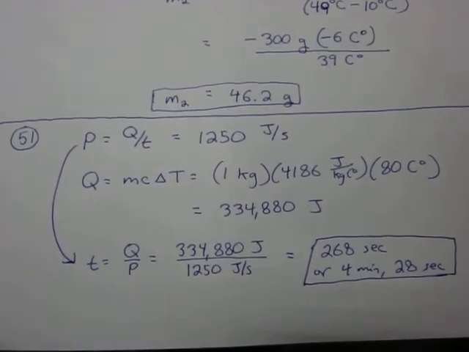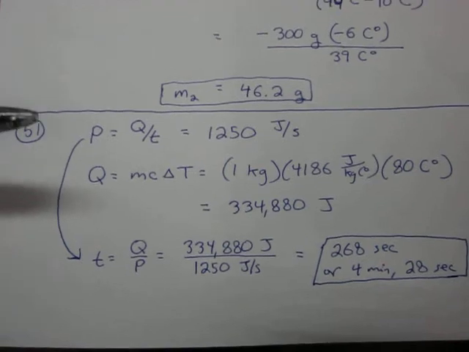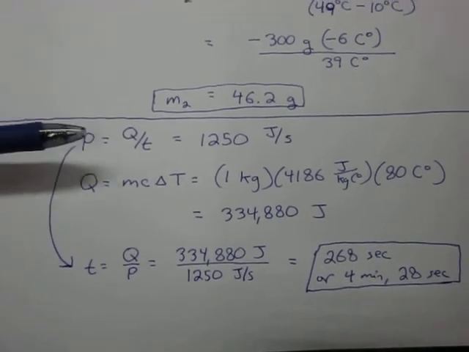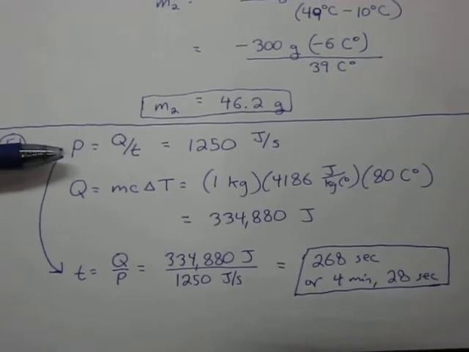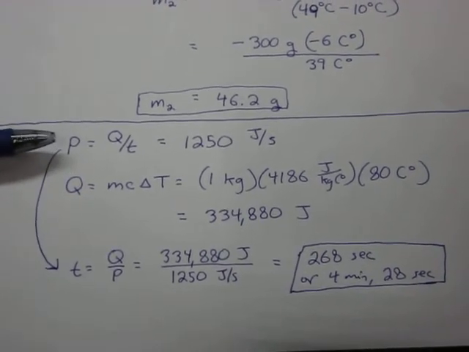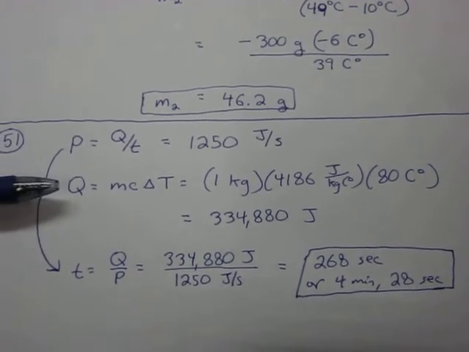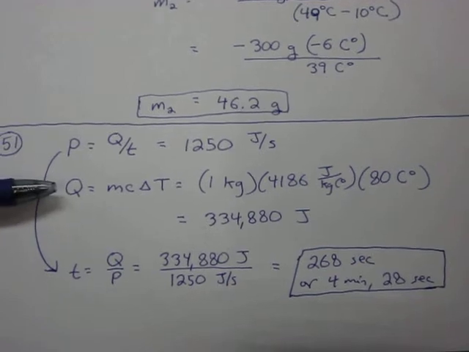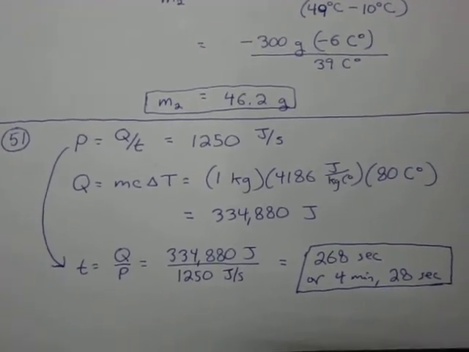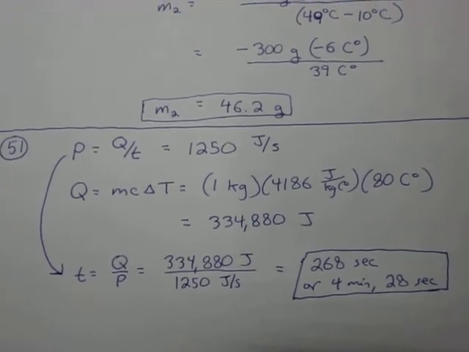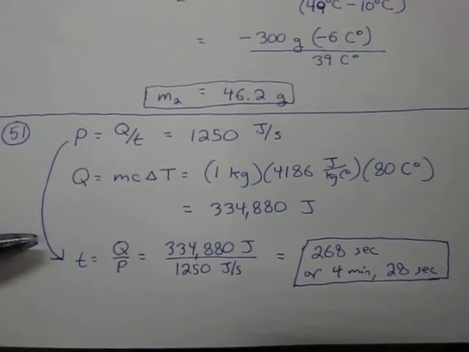Number 51 involves power, and when you hear power, you should think the relationship that power is work or energy, or in this case heat energy, divided by time, which is given as 1250 watts, or joules per second. Now we talk about the heat. We have 1 kilogram of water being raised a temperature of positive 80 Celsius degrees. So we get that the heat is 334,880 joules.